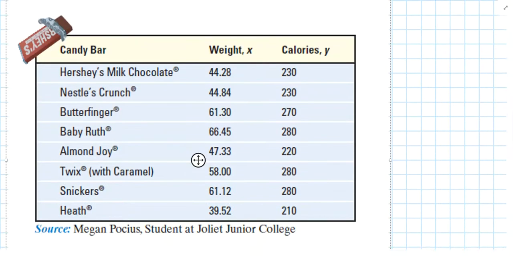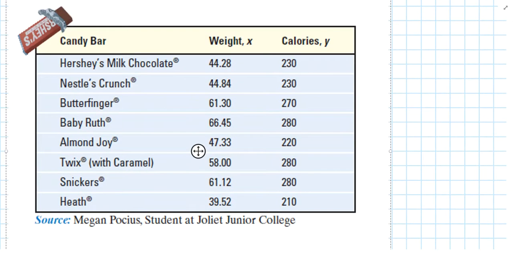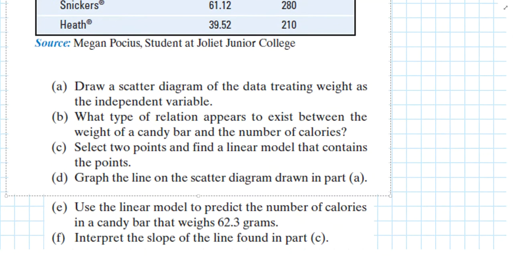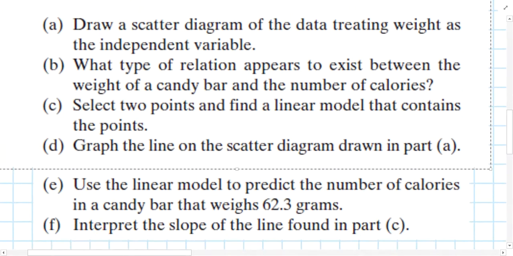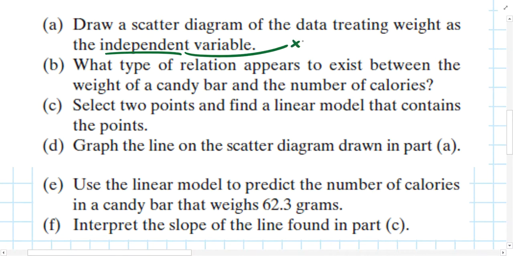Well, here we've got some data that's been recorded, and we're going to need to work with an equation that fits this data. Essentially, we're told how much each of these candy bars weigh in grams, and we also are told how many calories are found in each of these different candy bars. The instructions say to draw a scatter diagram of the data using weight as the independent variable. And a lot of times our independent variable will be noted with the x coordinate.